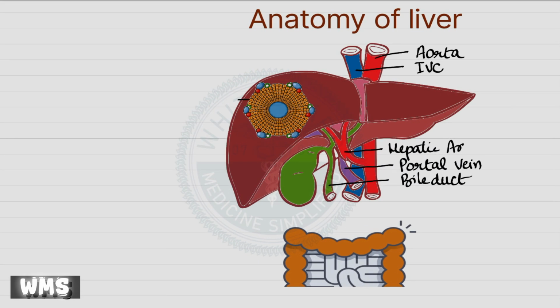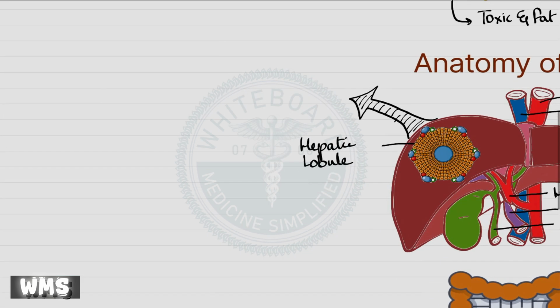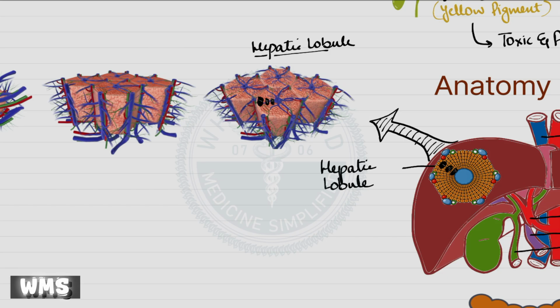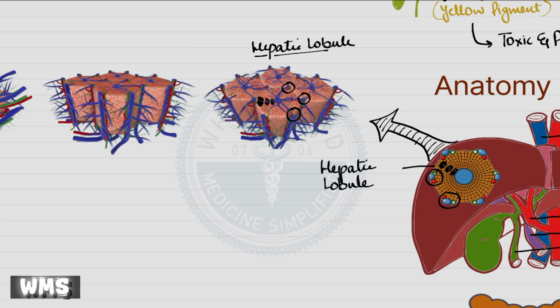Here we can see a single hepatic lobule, and as you know, the entire liver is made up of many such lobules. Each lobule is roughly hexagonal in shape and is surrounded by 6 branches of the portal triad. Inside, we also see liver zones, zone 1, 2, and 3, where hepatocytes perform slightly different metabolic functions.